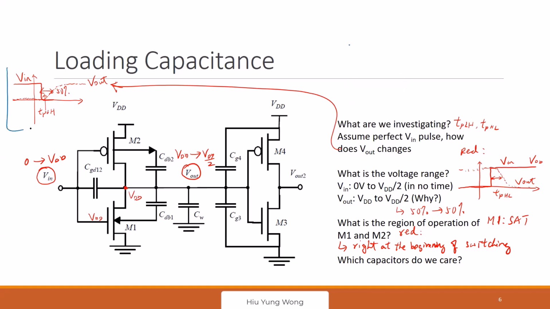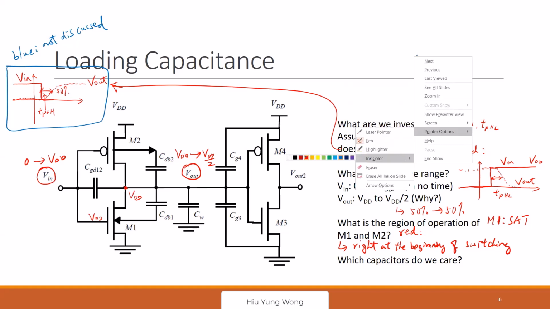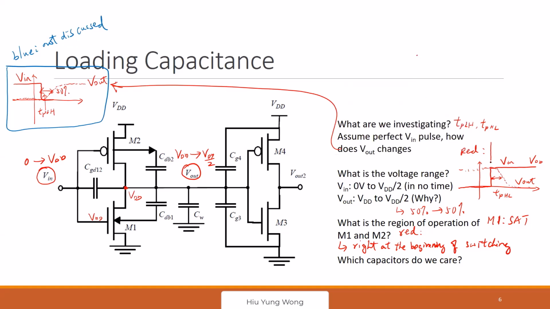Let me call this blue. I'm not going to discuss it in detail. What I'm discussing is the red one here. Let's call this T or T0. Right at T0, it takes no time to go from 0 to VDD, so that's why it is VDD.